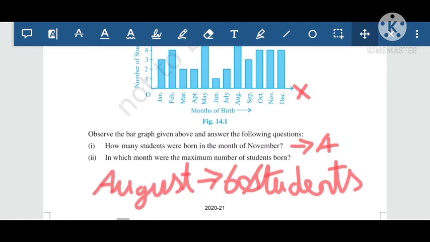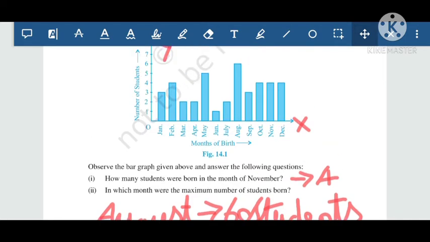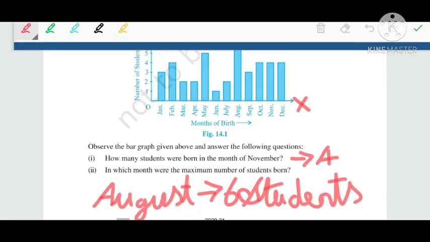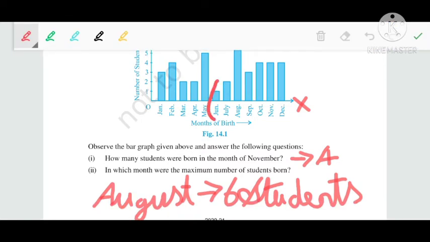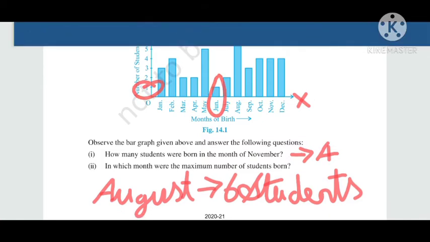And another question: in which month was the minimum number of students born? Here, which one is the very lowest? The answer is June. You can see the number of students is 1. So the answer is June.